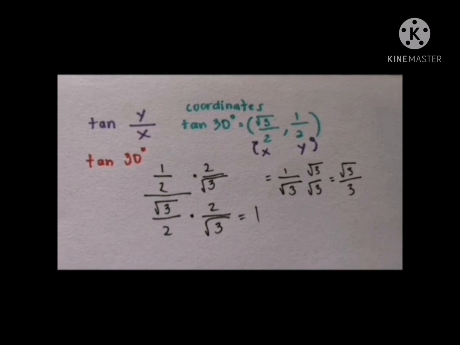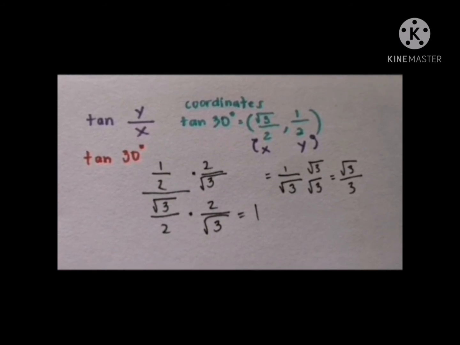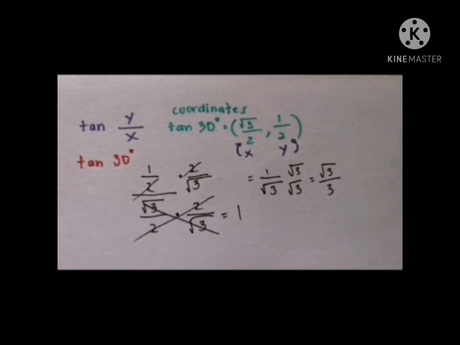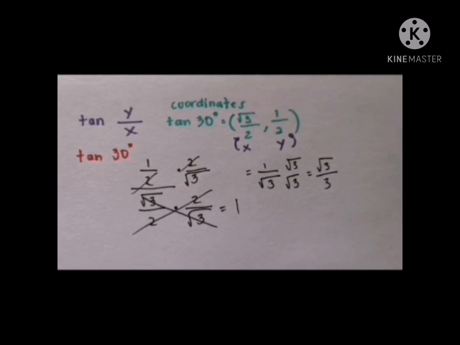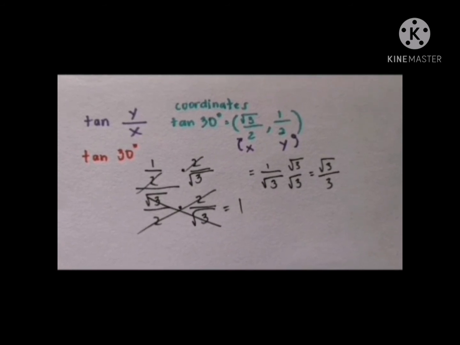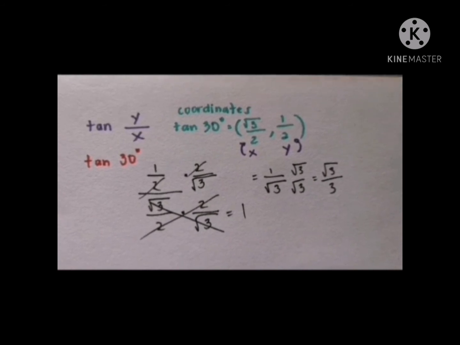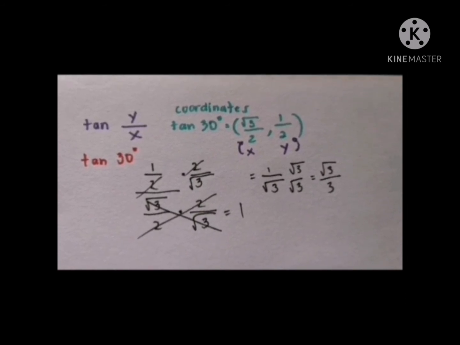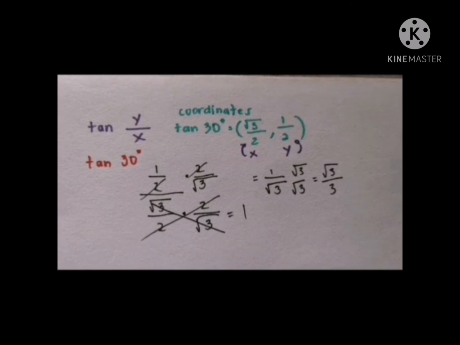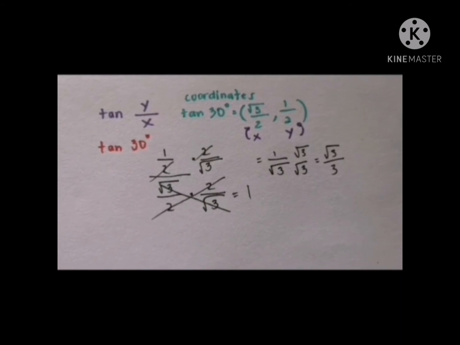So it will be 1 over 2 times 2 over square root of 3. 1/2 times 2 over square root of 3 will be equal to 1 over square root of 3. We are going to rationalize square root of 3. So the final result is square root of 3 over 3. That is the tangent of 30 degrees. For better understanding, let's go to the next question.